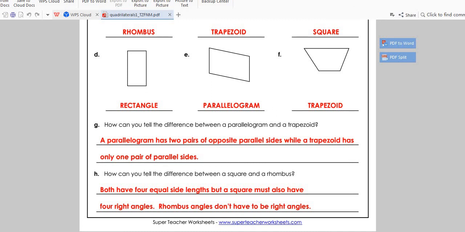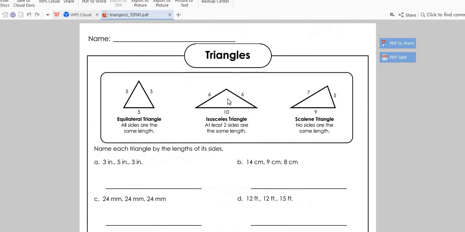Let's go to another worksheet. Now this worksheet is about triangles. Do you remember that triangles can be classified according to their sides or their angles? Here, according to their sides: if I have three sides equal in length, this triangle is called an equilateral triangle. Equilateral triangle: all sides are the same length, 5, 5, 5.